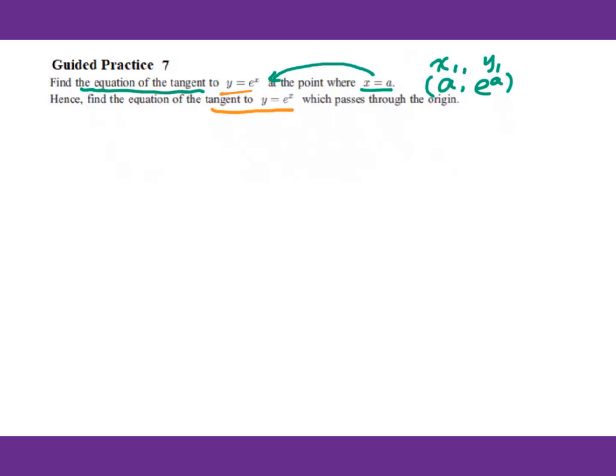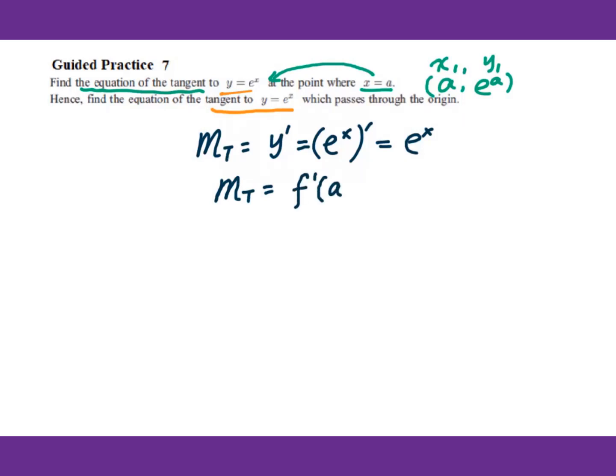For the slope, you will get y prime equals e to the x power. We do the derivative, still e to the x power. Then for the slope of the tangent line at x equals a, we will get e to the a power. So we can write down the equation of the tangent line: y minus e to the a power equals e to the a power times x minus a.